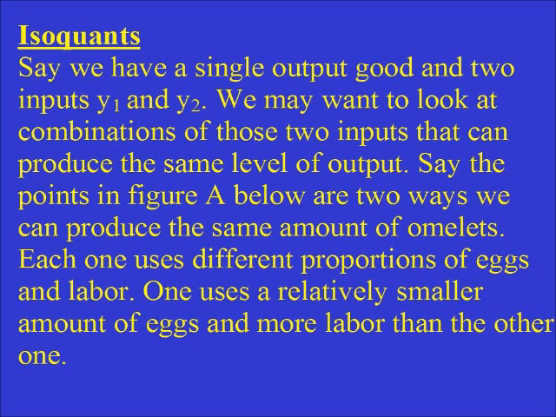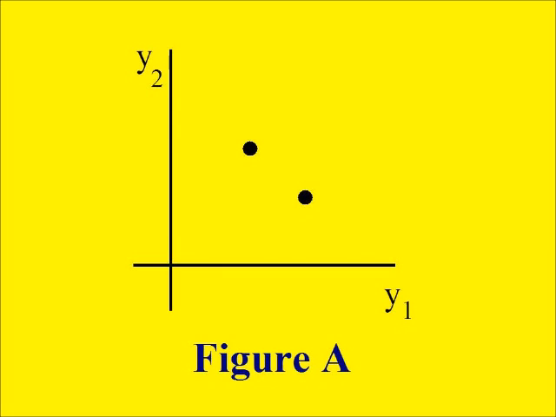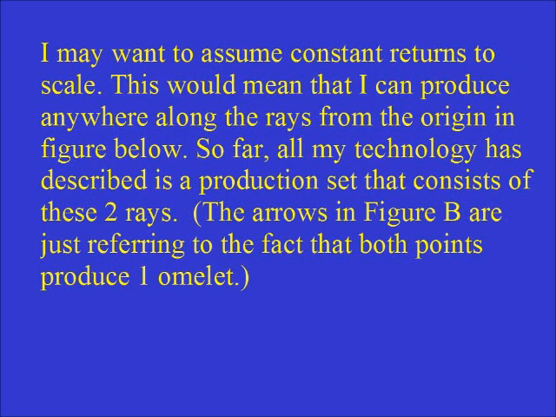Now later on we're going to see isoquants are very similar mechanically to indifference curves. For now, let's concentrate on the 2 points on the figure below, and the next slide that is. As you can see, I have 2 points here, both of which produce one omelet. The lower point has more of y1 and less of y2, while the higher point has more of y2 and less of y1. These we can interchange as eggs and labor.